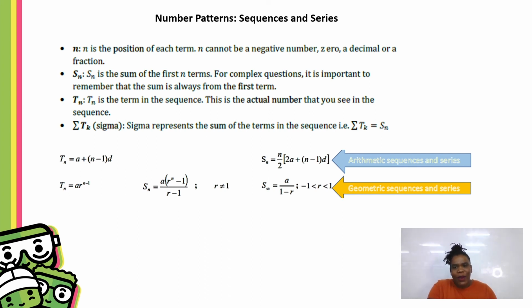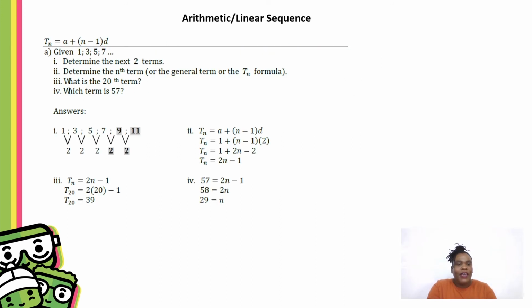So the second part of the formula sheet is where you look for the formulas for your number patterns, sequences, and series. The first part is for arithmetic sequences and series. Second part, geometric sequences and series. Okay? And know what to use, when to use it. If you don't know what to do, do what you know.